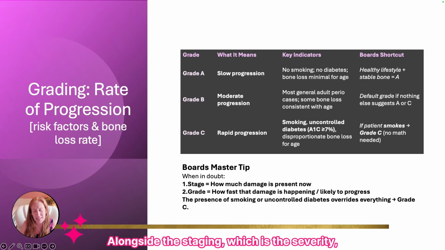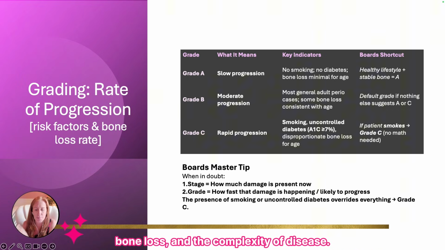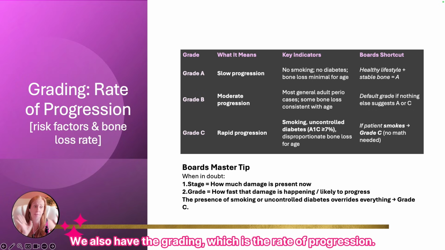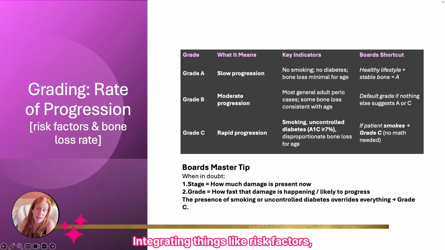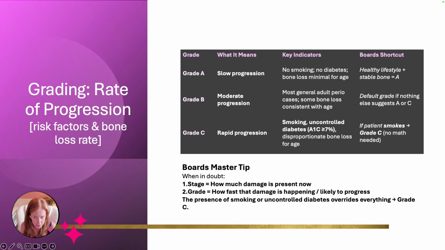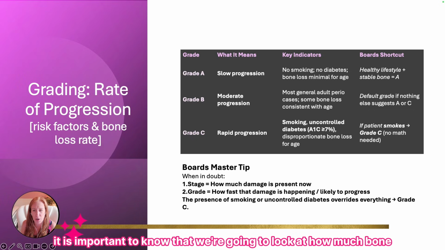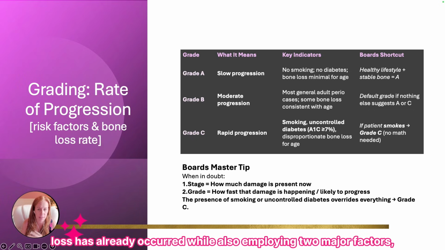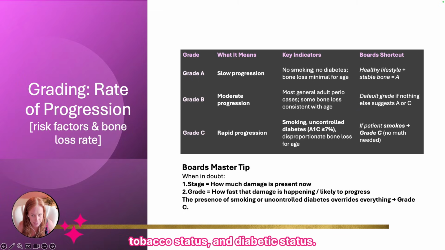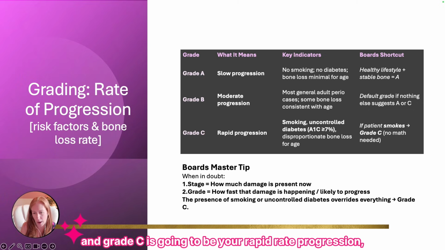Alongside the staging, which is the severity, looking at things like the presence of clinical attachment loss, bone loss, and the complexity of disease, we also have the grading, which is the rate of progression, integrating things like risk factors or how much bone loss has already occurred for the patient. Now, in the grading area, it is important to know that we're going to look at how much bone loss has already occurred while also employing two major factors, tobacco status and diabetic status. Grade A is slow progression, grade B is moderate, and grade C is going to be your rapid rate progression.